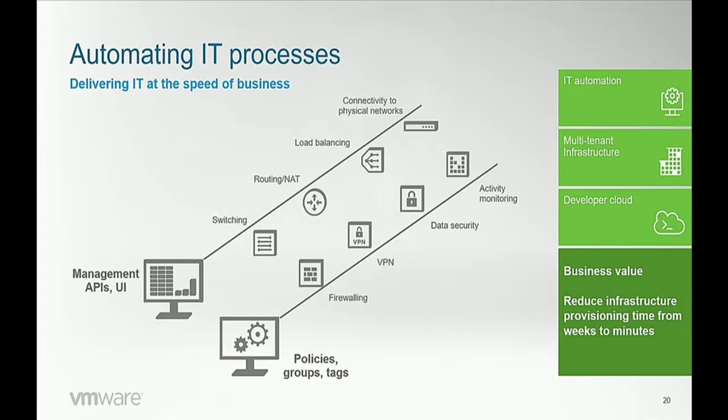It could be managed by delivering the configuration through a user interface, like delivering firewalling, VPN, data security, activity monitoring, or switching, routing, load balancing. So it delivers a multi-tenant infrastructure. It could address the developer cloud as well. The purpose of this automation is basically to reduce infrastructure provisioning time from weeks to minutes.